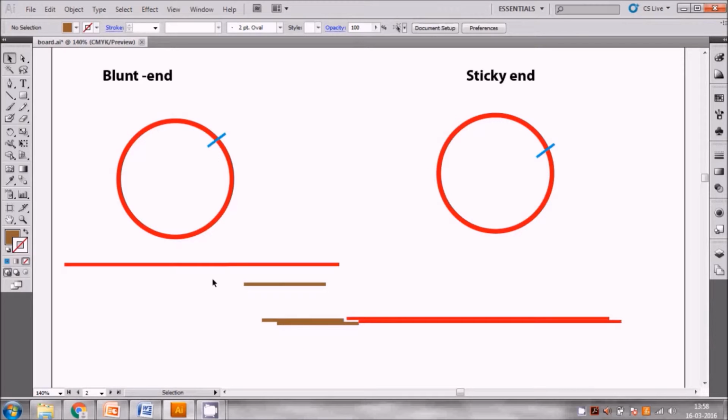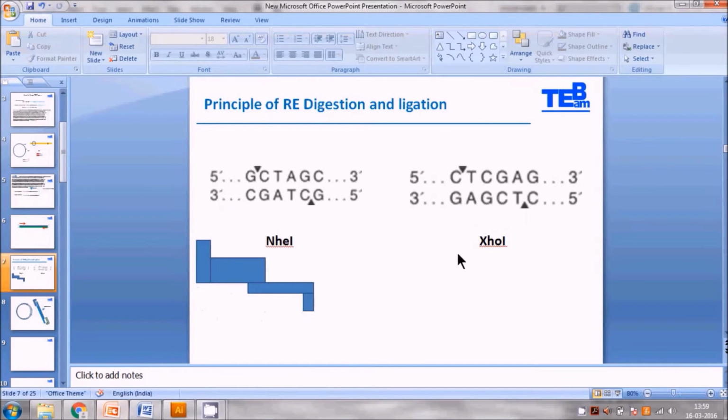That is why people prefer in cloning those enzymes which create sticky ends in the plasmid. Now I will explain how it will work in real time with a restriction enzyme. We are using two enzymes, NheI and XhoI, and we will take the example of NheI first. As these arrows show, when NheI works on this sequence, it will cut at this place. Assume that there is a double stranded DNA.